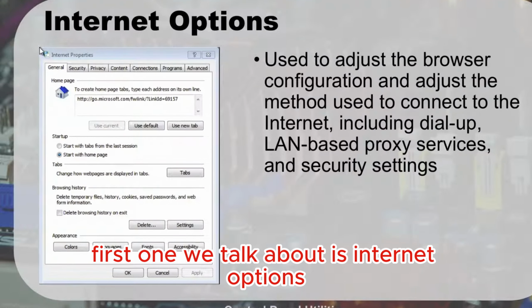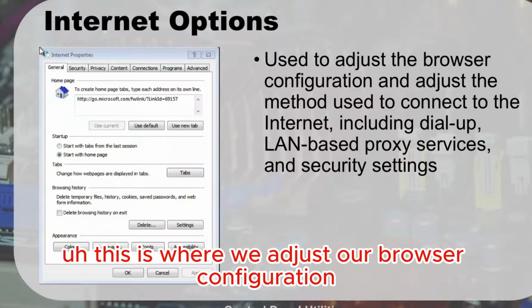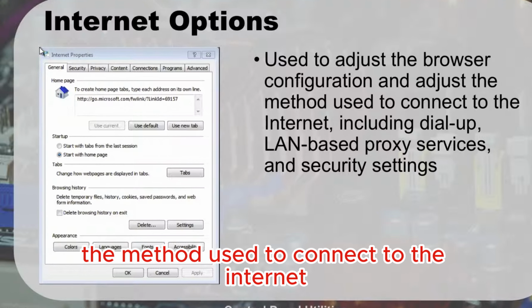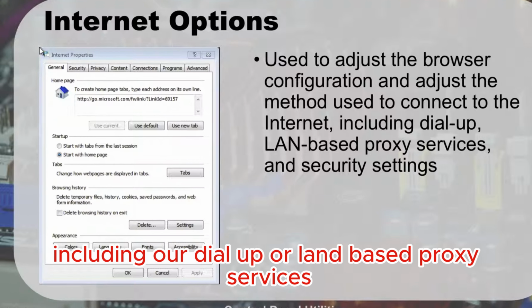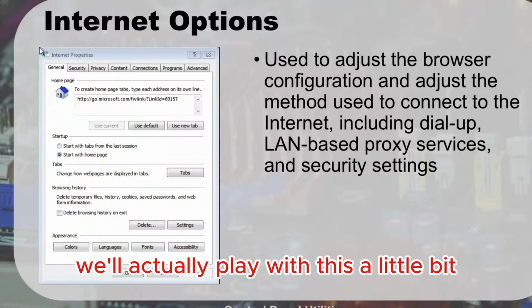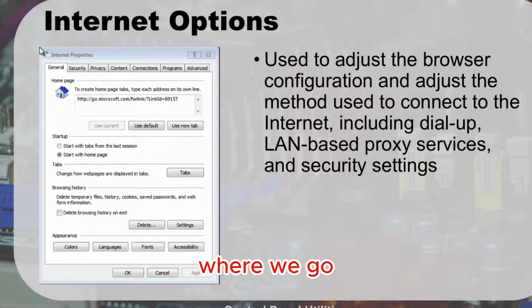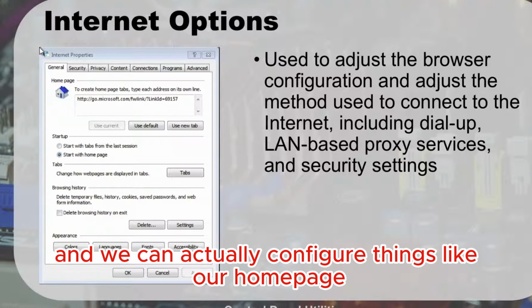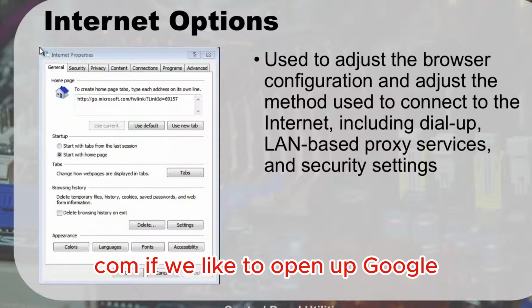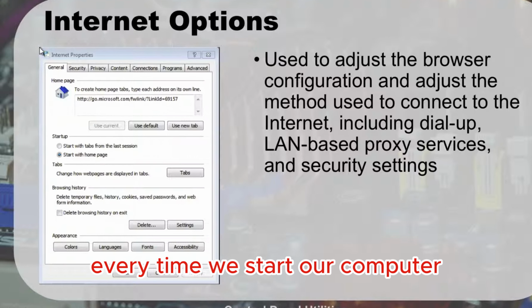First one we talk about is Internet options. This is where we adjust our browser configuration that affects Internet Explorer. And we can adjust the method used to connect to the Internet, including our dial-up or LAN-based proxy services and security settings. We'll actually play with this a little bit in one of our labs, where we can configure things like our home page. Right now it's set to Microsoft.com. We might change that to Google.com if we like to open up Google every time we start our computer.